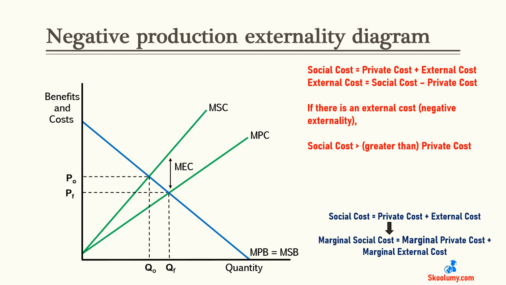cost, MEC. Marginal private cost, MPC, is the cost incurred directly by the producer to make an extra unit of a product. Marginal external cost, MEC, is the cost to a third party that arises from producing an extra unit of a product. Marginal social cost, MSC, is the total cost incurred in producing an extra unit of a product. If there is no external cost, social cost will be equal to private cost.